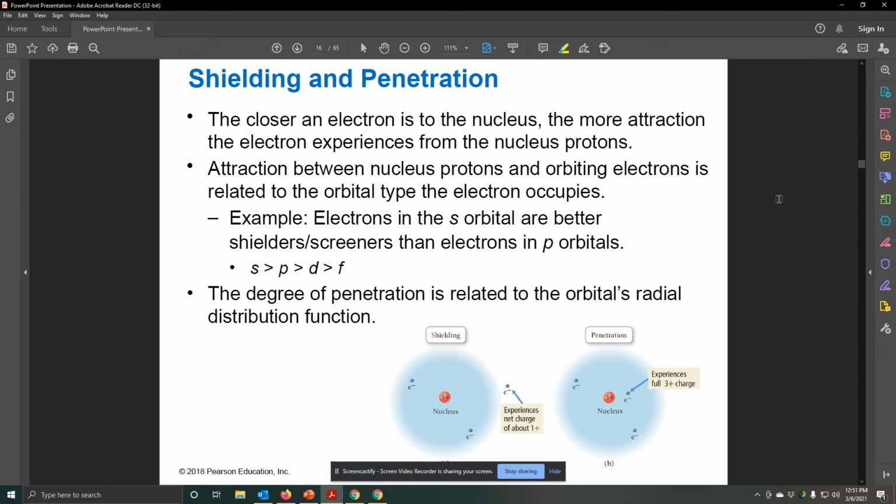The closer an electron is to the nucleus, the more attraction the electron experiences from the nucleus protons. And we're well aware of that, right? So the electrons in shell number 1 are more attracted to the nucleus than shell number 2, just because they're even closer. Attraction between nucleus protons and orbiting electrons is related to the orbital type. Electrons in the s orbital are better shielders than electrons in the p orbital. And that's just because they're closer. They're lower in energy, closer to the nucleus.